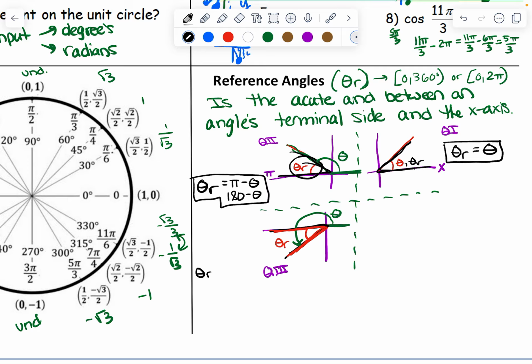we have our full angle theta, the green one, going all the way around to 180, past 180 to create that. Our reference angle is the angle from 180 to the terminal side, okay? So that means if we want that theta sub r, that reference angle, we don't want all of theta. We only want the portion after 180. So in quadrant 3, we do theta minus pi, or theta minus 180 degrees.